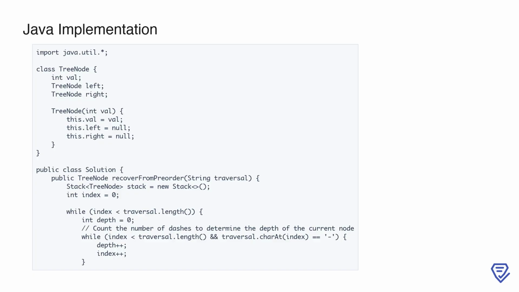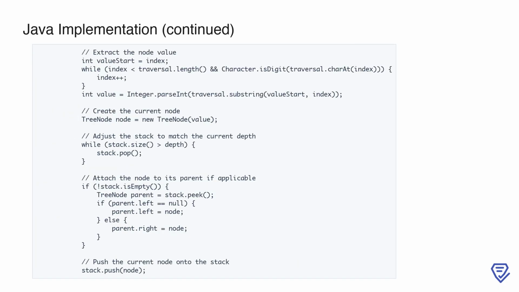Then, in the solution class, we begin implementing the recover from preorder method. This method takes a string traversal as input, representing the preorder traversal of the tree encoded with dashes to indicate depth. We also initialize a stack to help manage the nodes and an index variable to traverse the string. The while loop iterates through the string, and the first step inside is to calculate the depth of the current node by counting the number of consecutive dashes. This helps us understand how deep in the tree the current node should be placed.